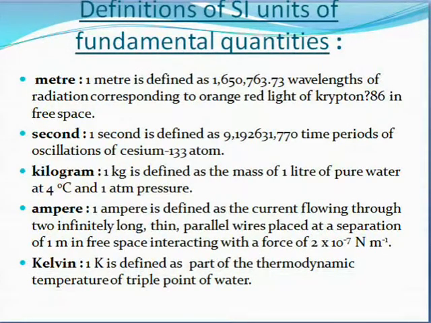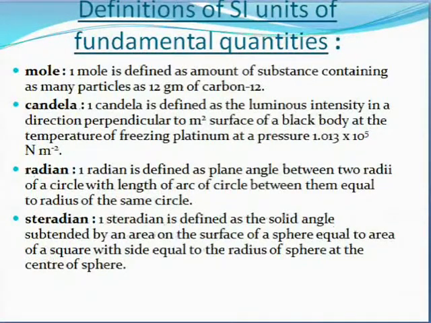Now we can have the definition of various SI units of fundamental quantities. So for example, the meter is defined as 1650763.73 wavelengths of radiation corresponding to orange red light of krypton 86 in free space. Similarly, we have the definitions of second, kilogram, ampere and Kelvin, and mole, candela, radian and steradian. So you need to go through these definitions. These are the standard definitions of SI units of fundamental quantities.